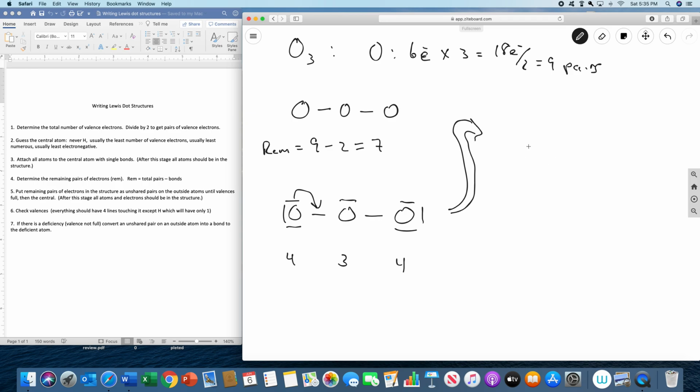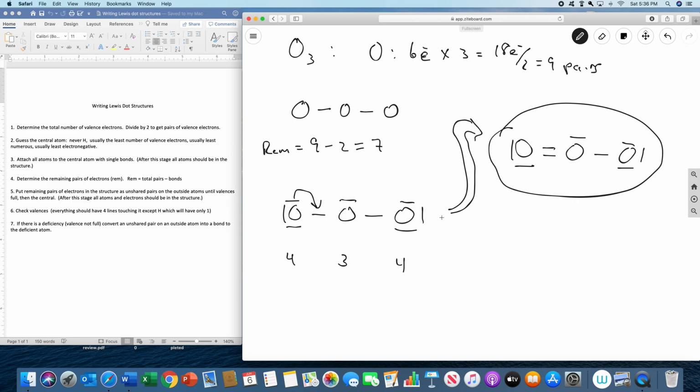Just so you can see what I've done, let's check it. So now we've got a double bond, because we took this pair and made it into a bond. This one we left alone. And you can see 1, 2, 3, 4, 1, 2, 3, 4, 1, 2, 3, 4, and we only have 9 lines. 1, 2, 3, 4, 5, 6, 7, 8, 9. That is the Lewis dot structure of ozone. And we're going to do a short set of slides about ozone.